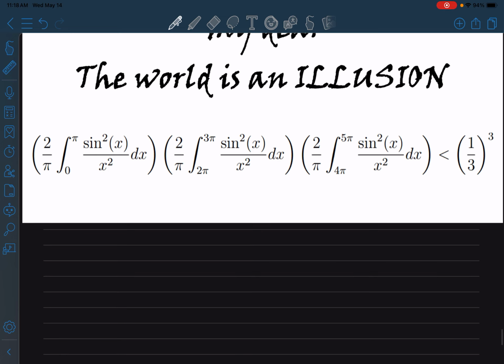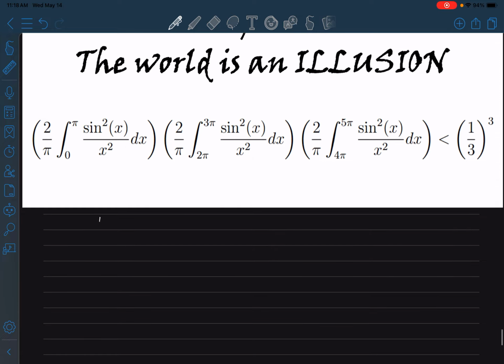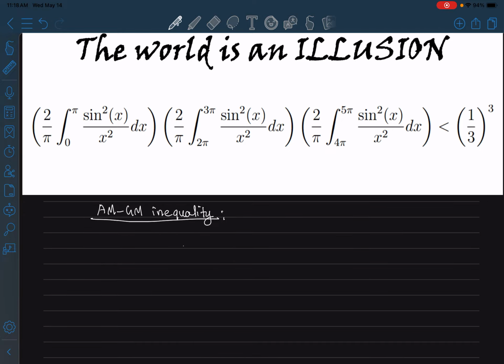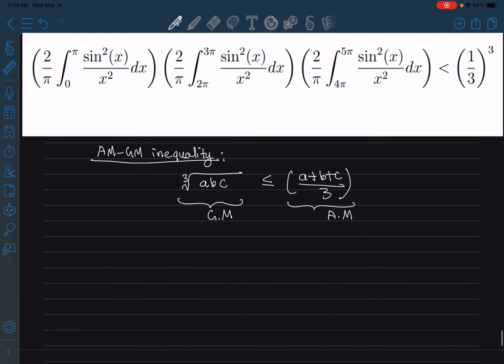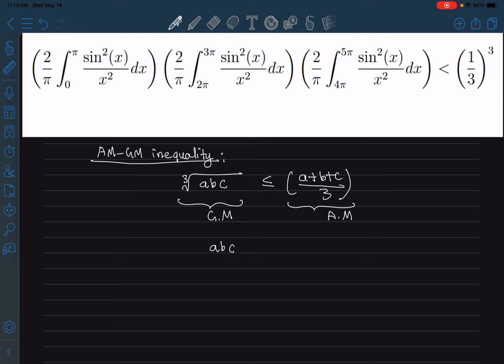To do that, there's a really popular inequality, the AM-GM inequality, right? Which says that, let's say if I have three positive numbers A, B, C, then the cube root of ABC will be less than or equal to the average. This is our arithmetic mean, and this is our geometric mean, right? So we're gonna use this, but there's no cube root, so I'm gonna modify this a little bit. So ABC will be less than or equal to ((A plus B plus C) by 3) whole cube, right?